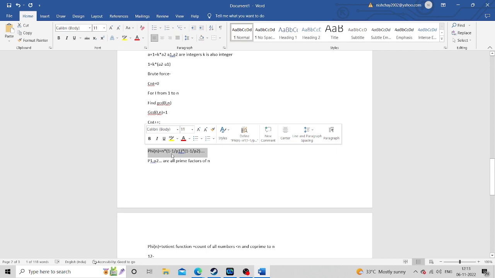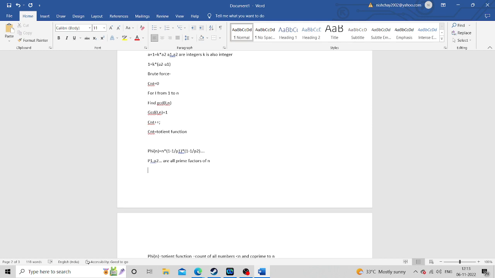N times 1 minus 1 by p1 times 1 minus 1 by p2 and so on. What are p1, p2? p1, p2 are all prime factors, not just factors, they are prime factors. Now, how would you find prime factors? The complexity of finding prime factors is O of root n. So the time complexity is reduced from O of n here to O of root n here.